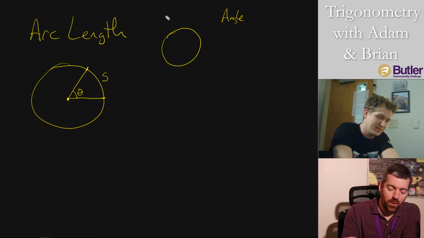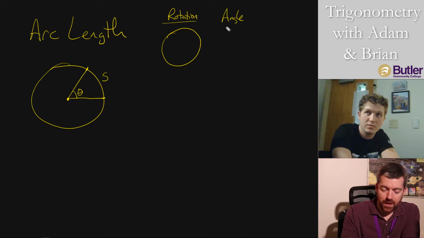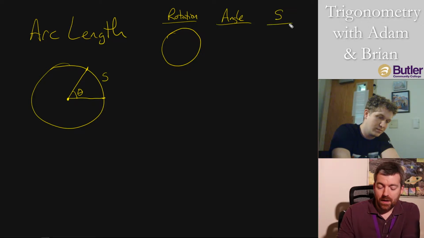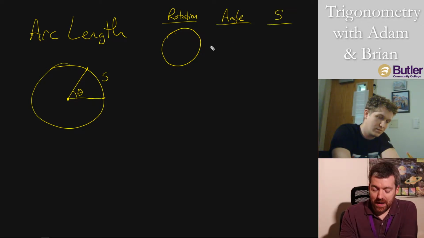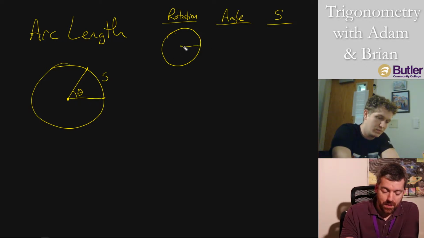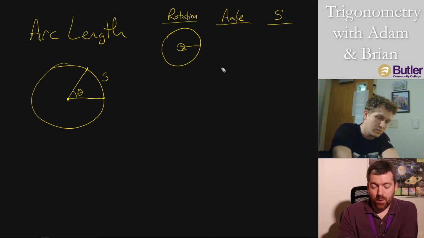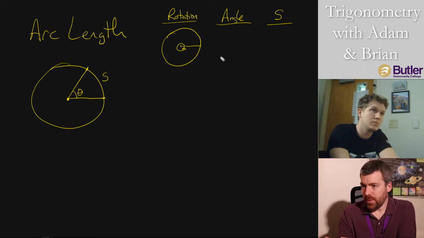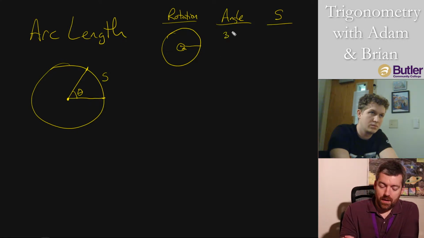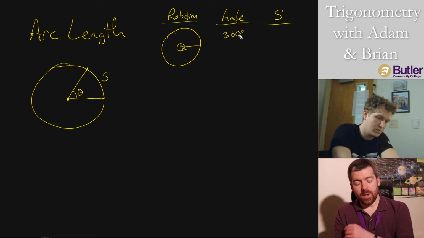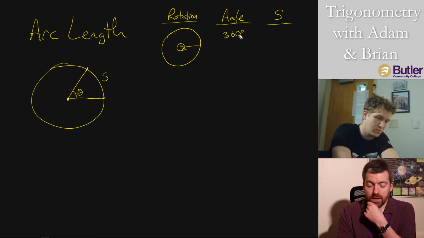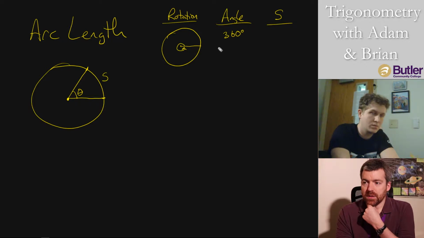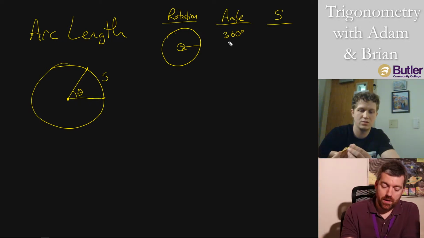Yeah. So I'm going to put a little table together here. We've got rotation, the angle that corresponds to that rotation, and then we'll look at the arc length for that rotation and that angle. So if we go all the way around the circle, so we start and end at the same point, we'll have swept out an angle of 360 degrees, as you said. Now, for arc length, we need to use the radian measure. So what is 360 degrees in radians? 2 pi? 2 pi, right.